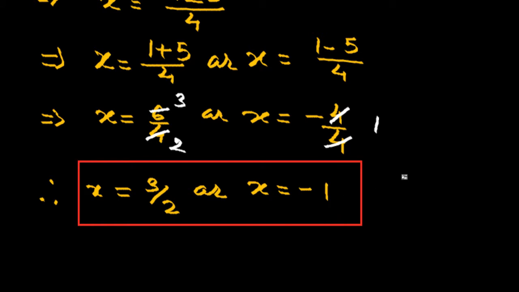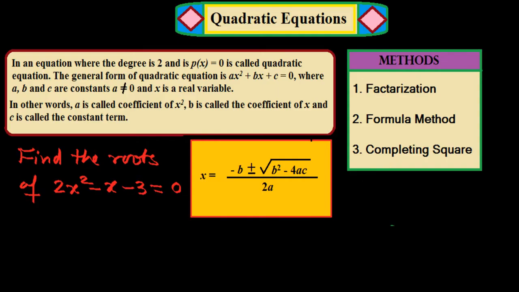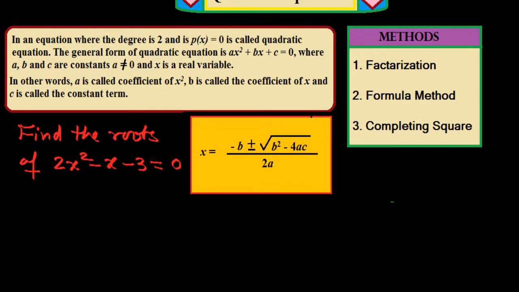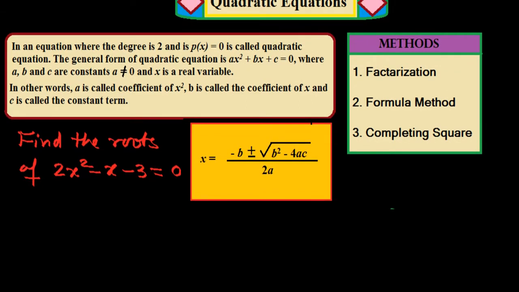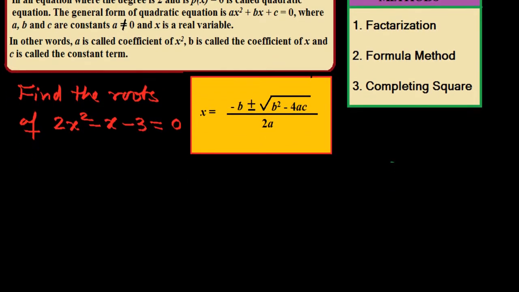So in this way, we can easily find the answers of any quadratic equation through the formula method. Now friends, we solve the same question with the completing square method. So let's see how we find it. The procedure is the same as we saw in the derivation of this formula.